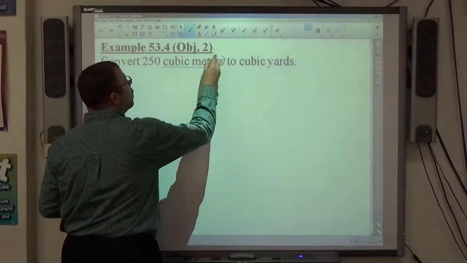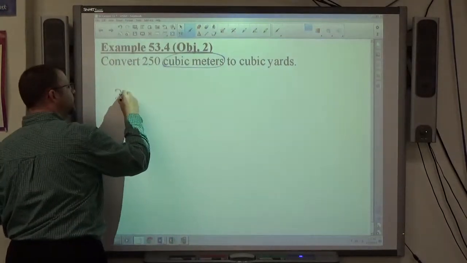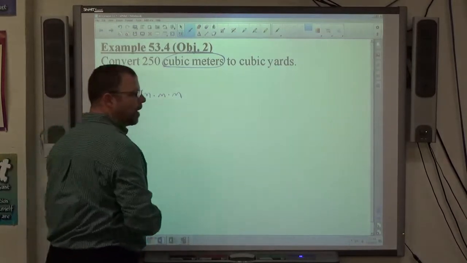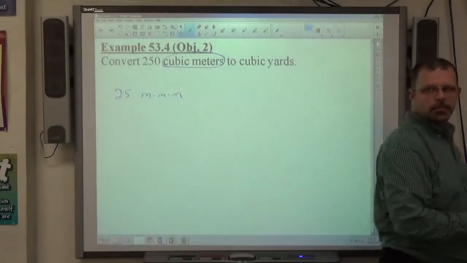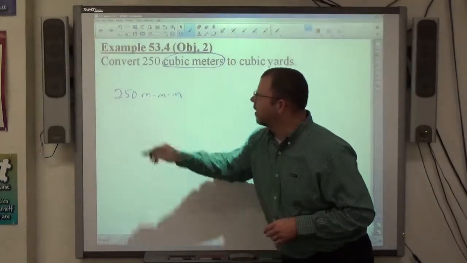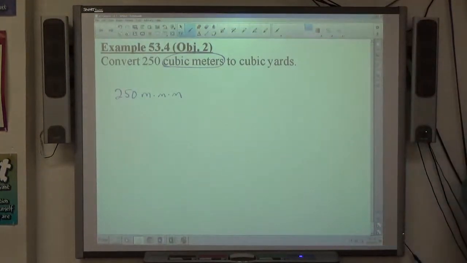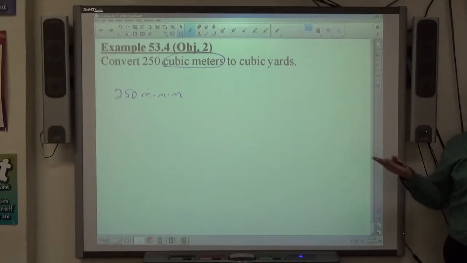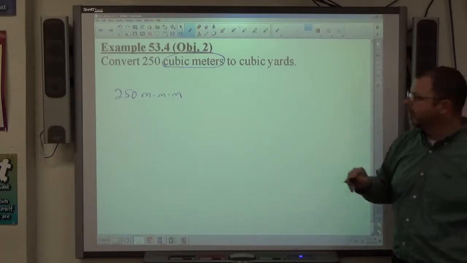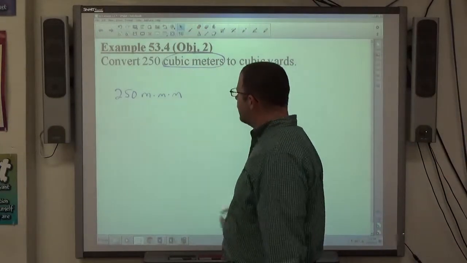So, cubic meters means we have meters, meters, meters. Can that be 250? 250, thank you, Mitchell. First thing I want to bring to your attention: it's not 250, 250, 250 meters, meters, meters. Just 250 once, then meters, meters, meters.